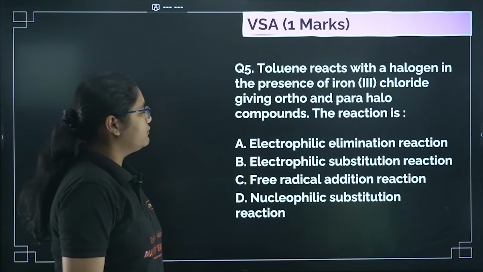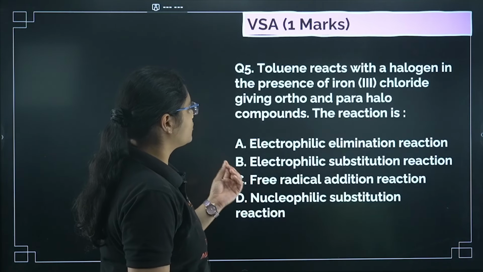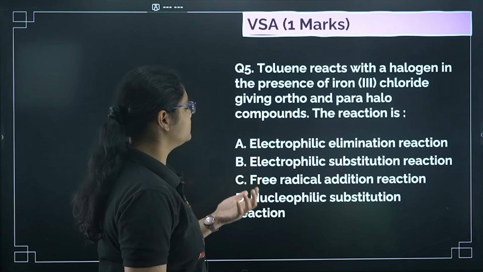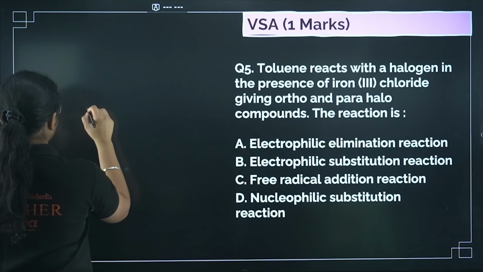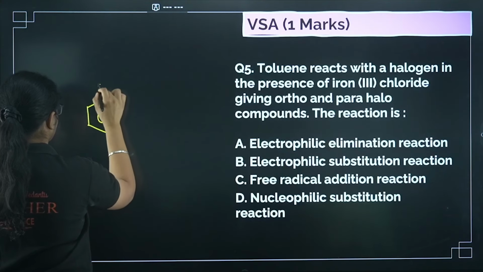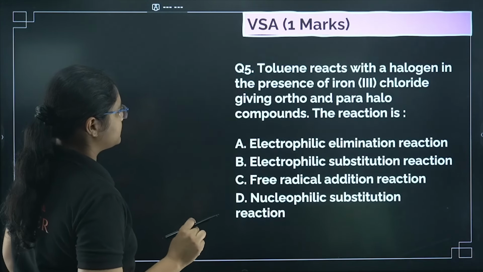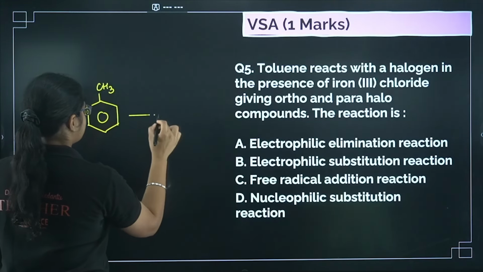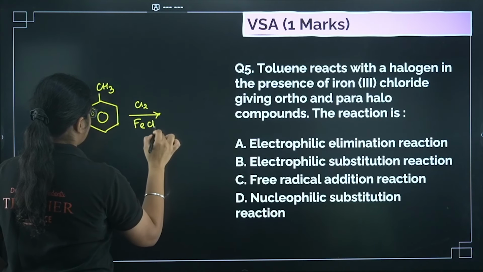Next we have: toluene reacts with a halogen in the presence of iron, giving ortho and para halo compounds. The reaction is, so if you have toluene, see the reaction here: toluene reacts with a halogen in the presence of iron chloride.